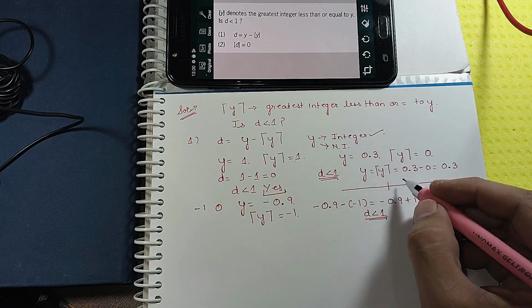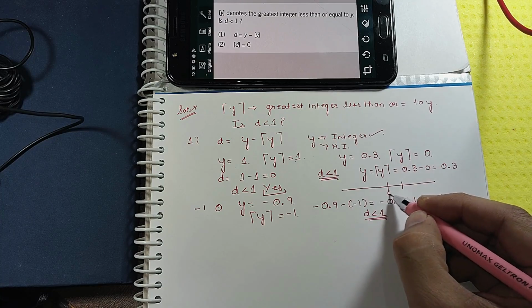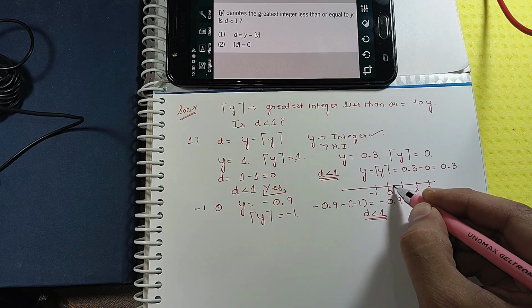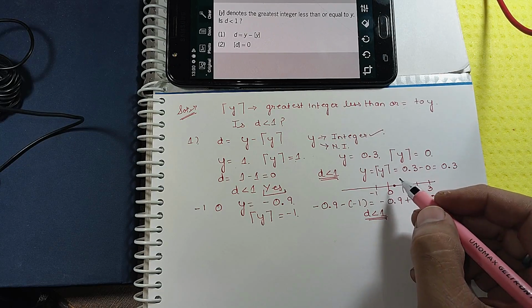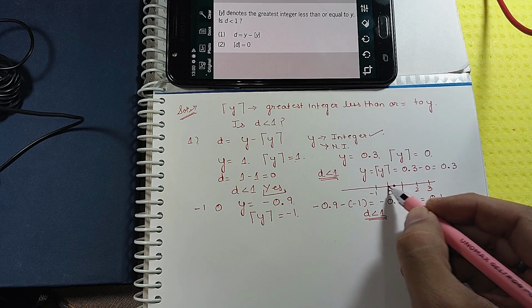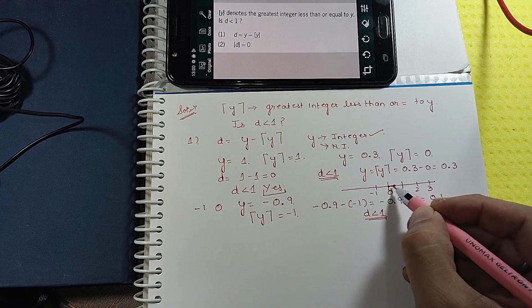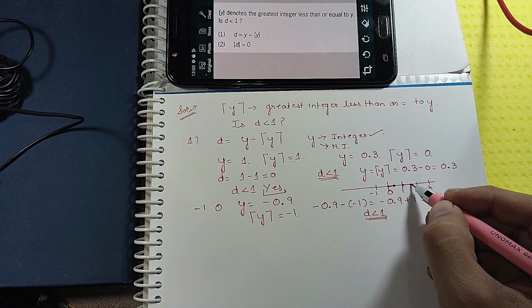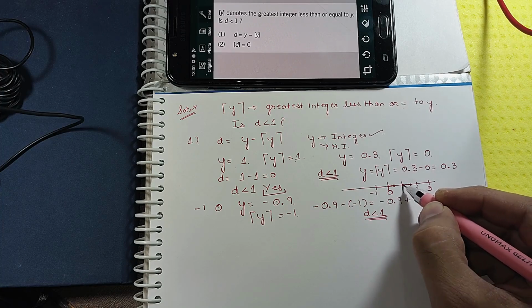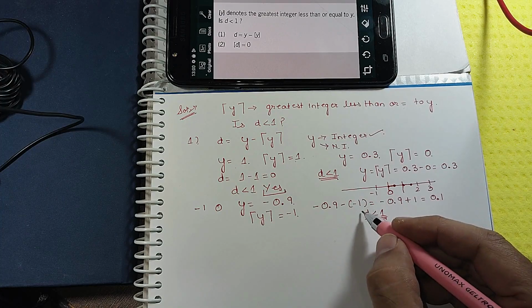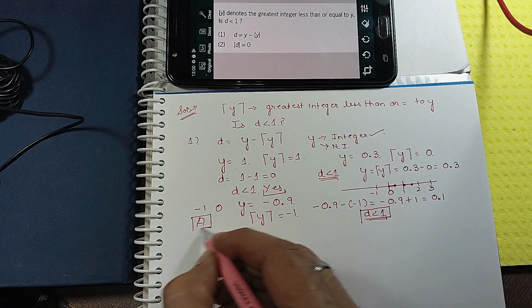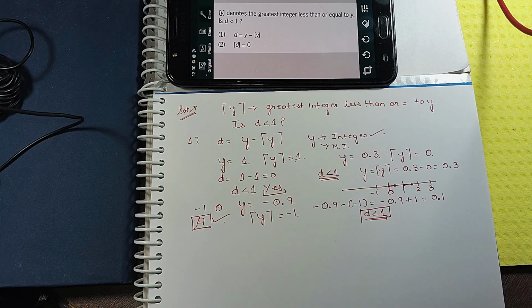So again d is less than 1. So how is this happening? Basically, let us suppose this is 0 and we draw a number line with minus 1, 1, 2, 3. If the point is lying over here, the greatest integer which will be less than this will be 0, and the distance will always be less than 1. Now let us suppose we try to find some non-integer over here. The greatest integer which will be less than this will be 1, and for this particular value, the distance will always be less than 1 unit. So that's why we are always getting less than 1. So we will say that statement 1 alone is sufficient to answer my question.